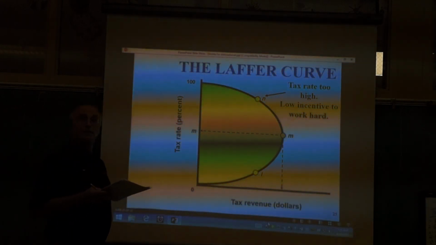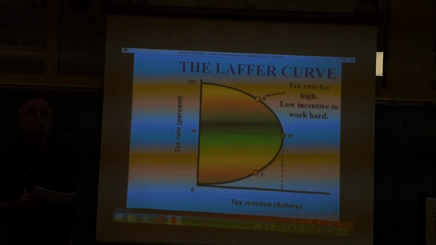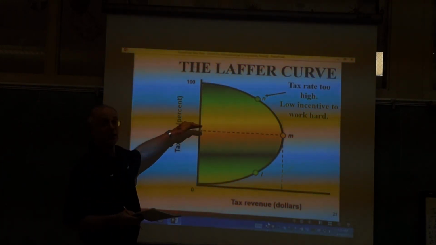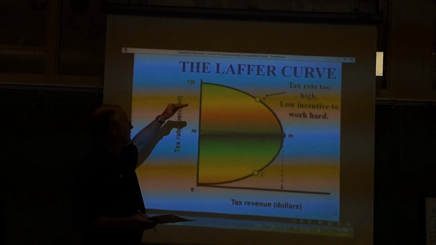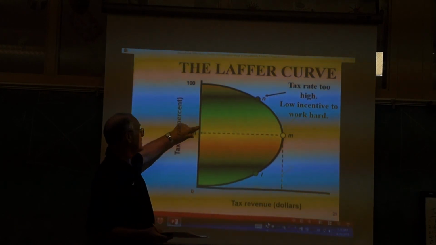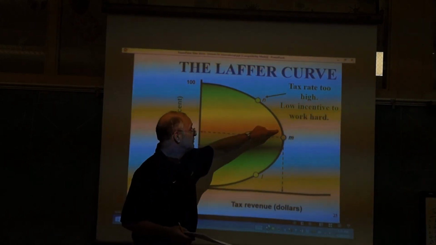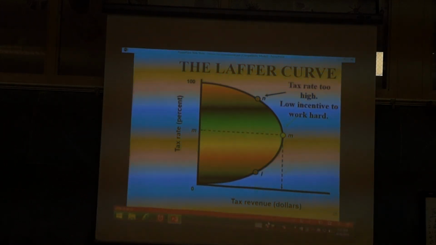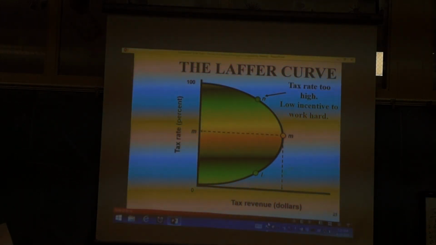Okay? M is where it wants to be. M is the highest tax rate you could have, Christine, with the maximum tax revenue. If I increase the tax rate above M, my tax revenue starts going down. Okay? All right.